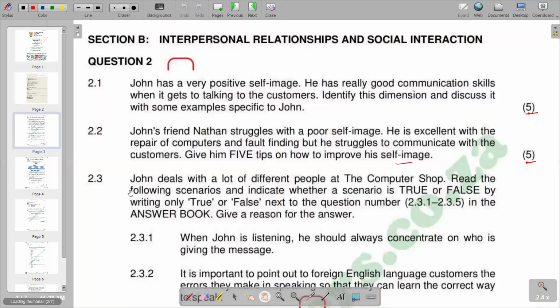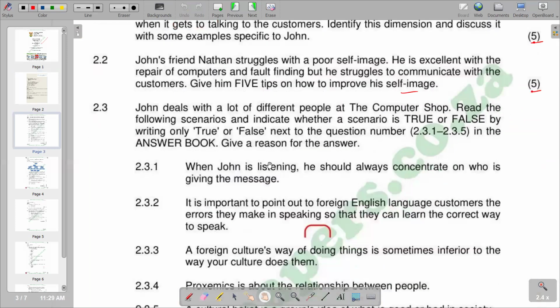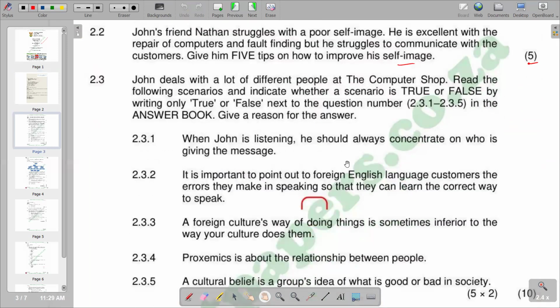Moving on to the next one, which is 2.3. It reads, John deals with a lot of different people in the computer shop. Read the following scenarios and indicate whether a scenario is true or false by writing only true or false next to the question number. So we give it questions 1 to 5. The first statement is, when John is listening, he should always concentrate on who is giving the message.